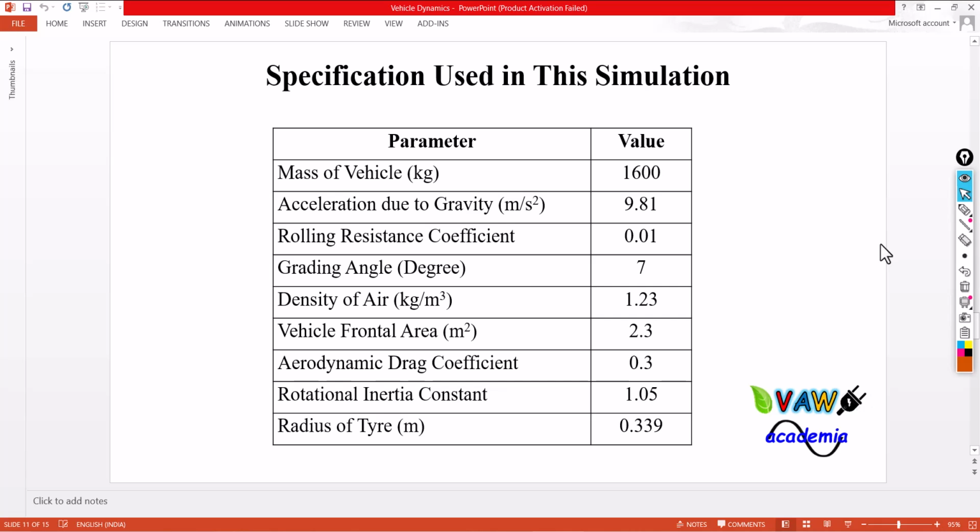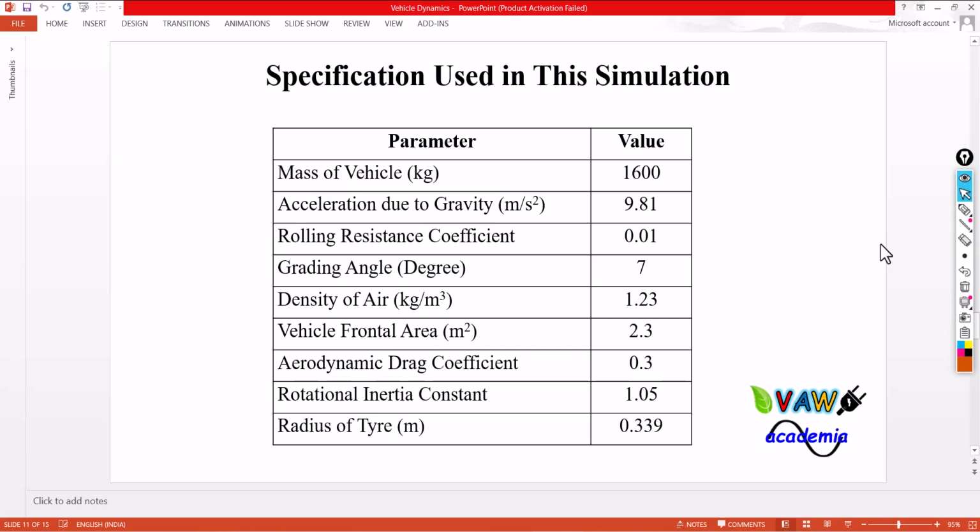These are the vehicle specifications I'm going to use in my simulation. The mass of the vehicle is 1600 kg, acceleration due to gravity is 9.81, rolling resistance coefficient is 0.01, grading angle is 7 degrees. First I will start with 0 degrees and then I will show you 7 degrees or 15 degrees, to show how the power requirement increases as you keep increasing the grading angle. The density of air I'm using is 1.23 kg per meter cube, vehicle frontal area is 2.3, drag coefficient is 0.3, rotational inertia constant is 1.05, and the radius of the tire is 0.339 meter.